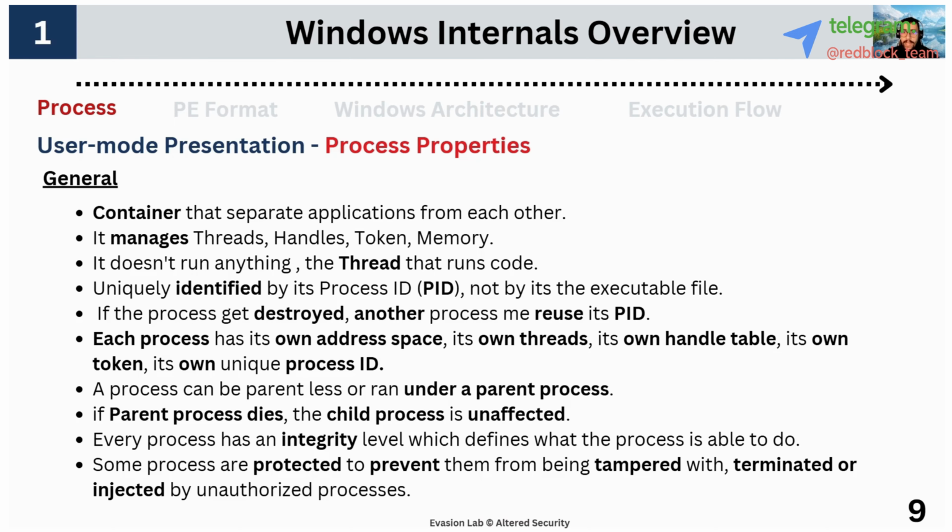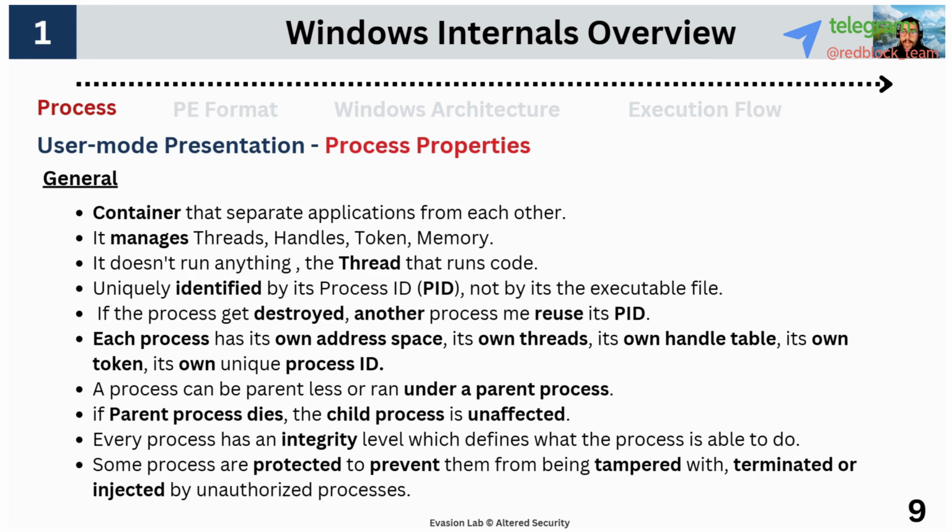Every process has an integrity level, either low, medium, high, or system. This defines the level of access and actions the process is permitted to perform on the system. For example, a low integrity process is heavily restricted, limiting its ability to modify files or settings.